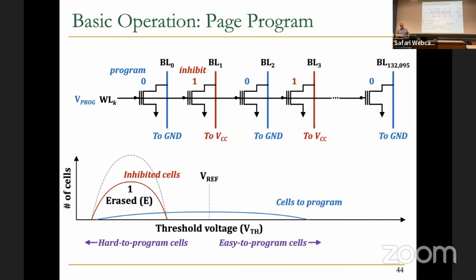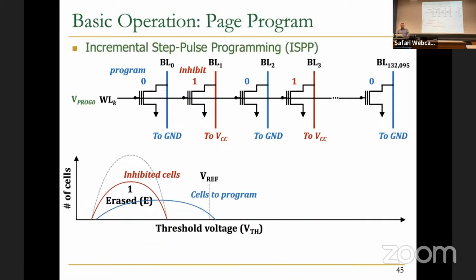In order to overcome this issue, people came up with an interesting technique that they call incremental step pulse programming, ISPP. You apply the program voltage step by step. You first apply a program voltage which is less than the high program voltage that you need. With that step, some cells will be programmed. You get to this after applying V program 0. Then you can verify: you verify by reading from your flash memory and seeing which cells are already programmed.